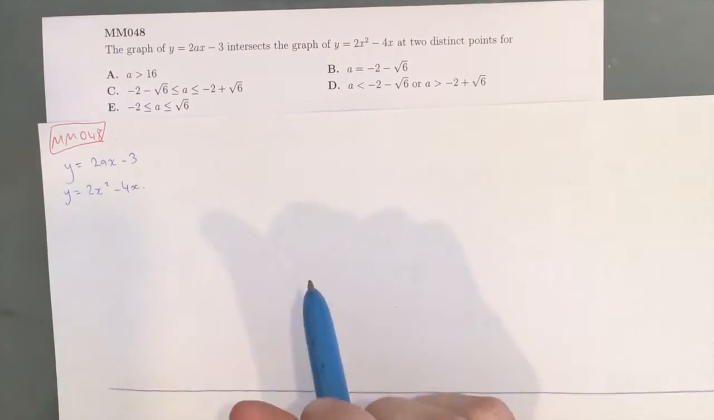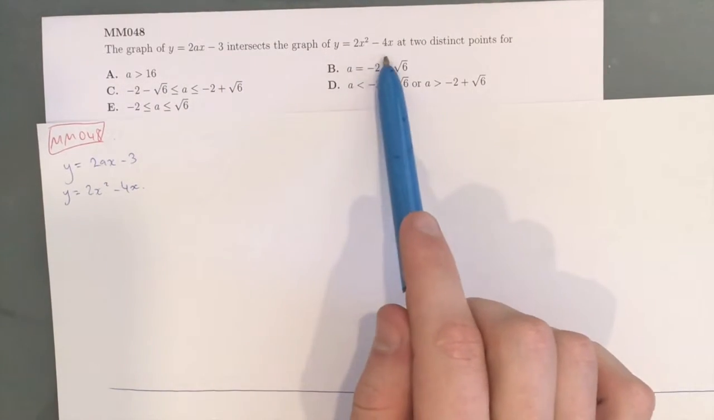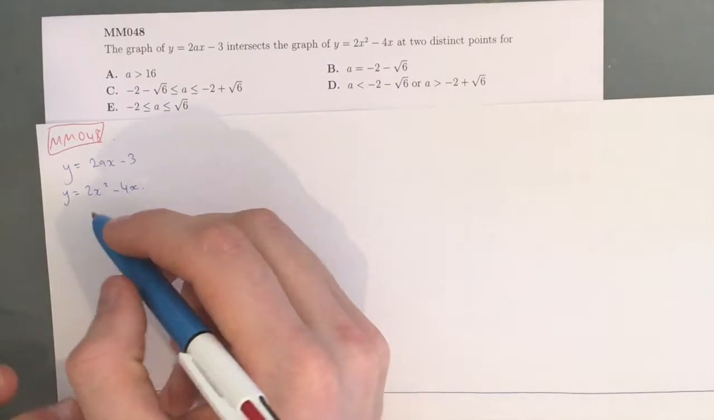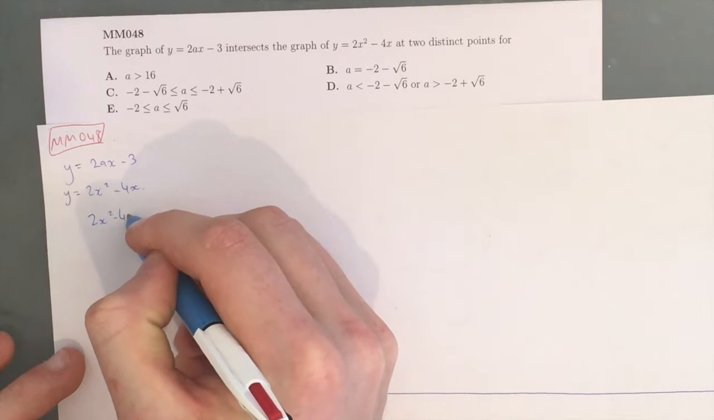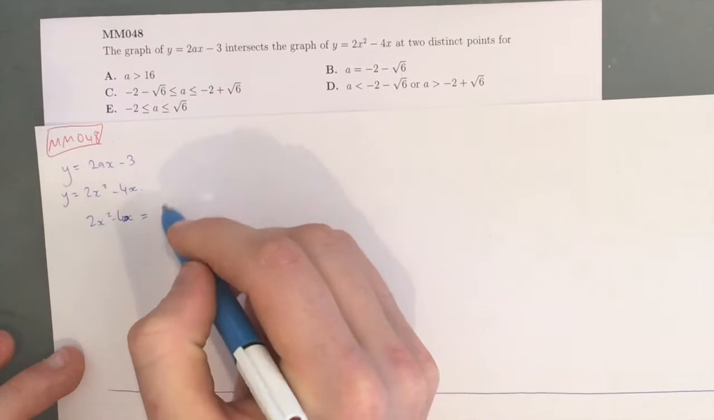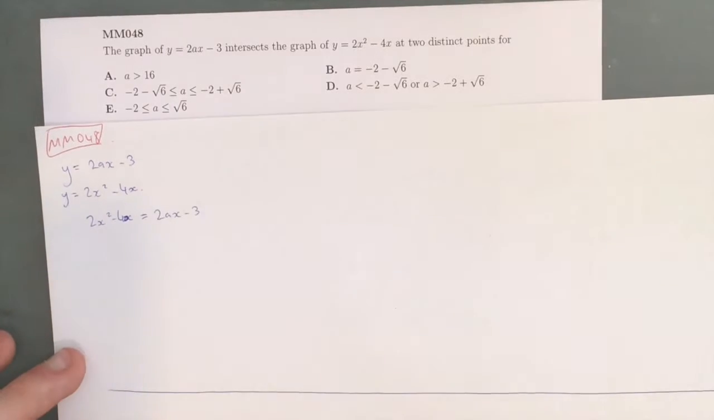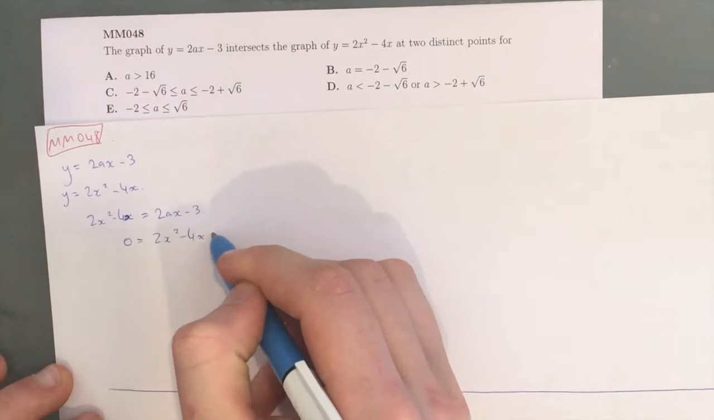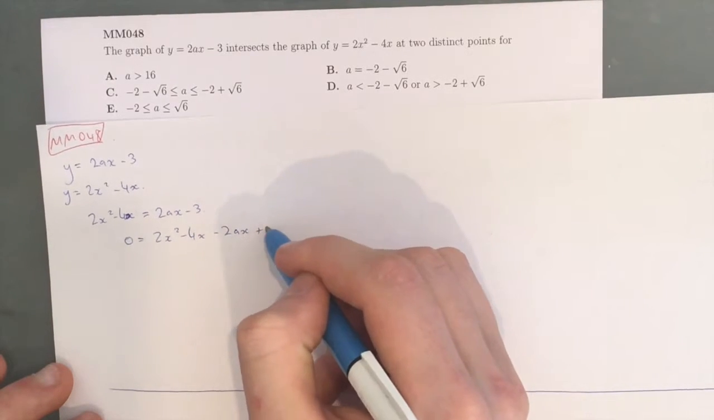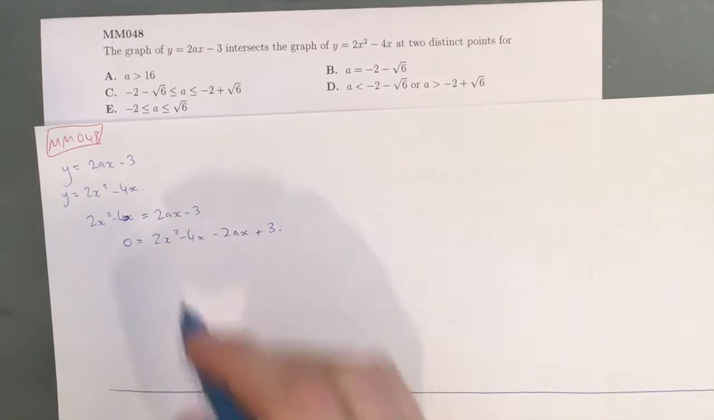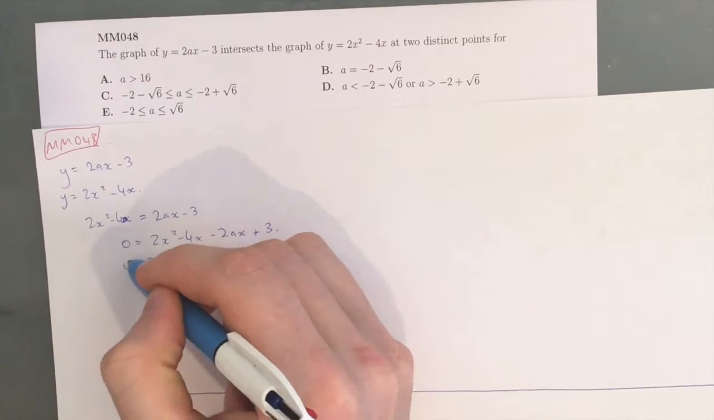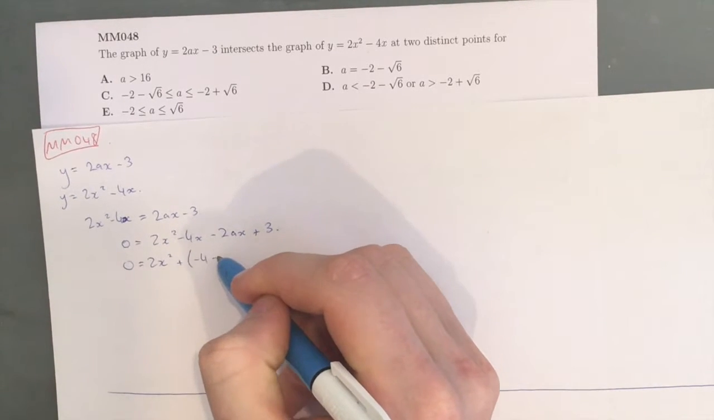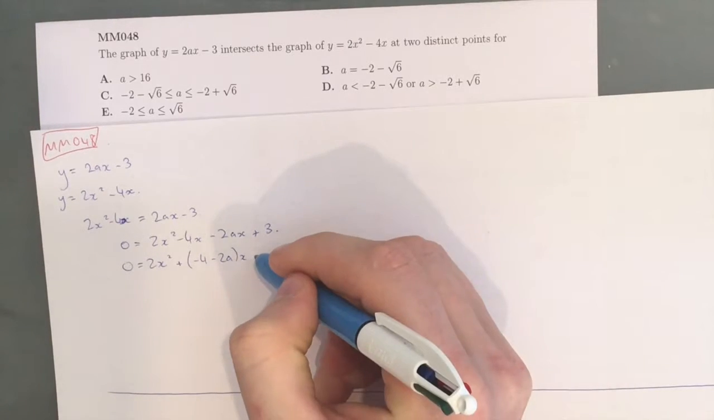Whenever two graphs intersect each other, the way that we find the x value of that intersection point is we make the two equations equal each other. So here we've got 2x² - 4x = 2ax - 3. From here we get 0 = 2x² - 4x - 2ax + 3. Bringing the like terms together, we get 2x² + (-4 - 2a)x + 3.